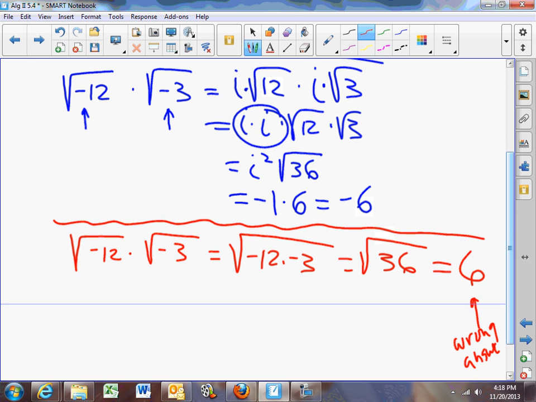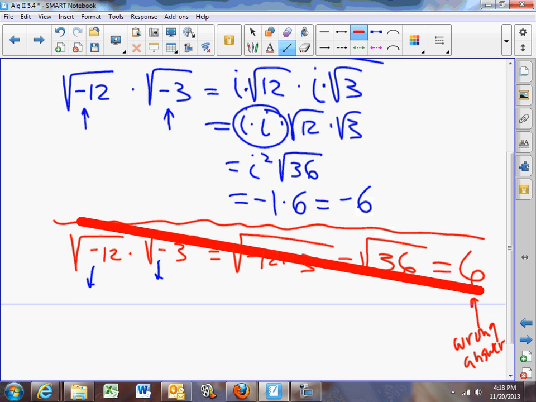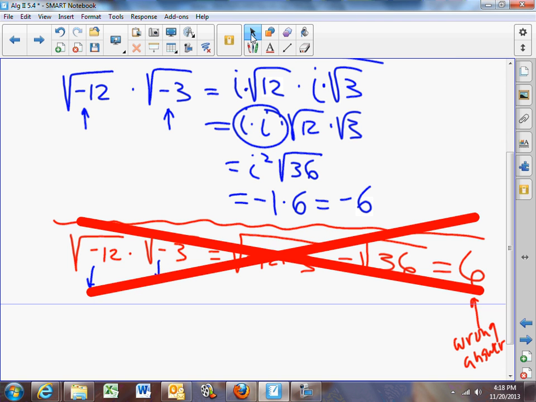And why is it the wrong answer? Because you didn't follow the order of operations, which we've modified now to say, pluck your i's out first. And you did not pluck your i's out first. And therefore, this is wrong. So remember, as you go through complex numbers, pluck your i's out first.